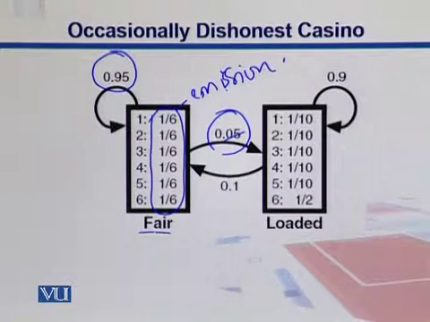Same way in the loaded state, 90% of the time you stay here. If you do 100 trials again, you do that for 90 of them, which is a probability of 0.9. And then for 10 of the times you use the fair die. So switching from loaded to fair is 0.1, and switching from fair to loaded is 0.05, or 5%, and this one is 10%.